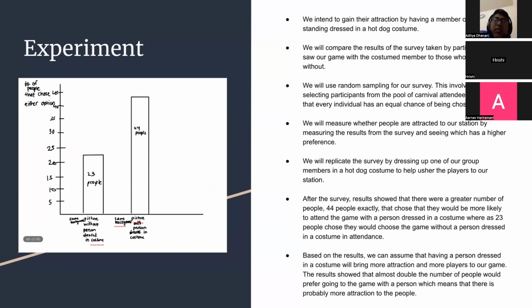After the survey, the results showed that there were a greater number of people, 44 to be exact, that chose to attend the game if there was a person dressed in a costume, versus the 23 people who said they didn't want to attend the game if there was no costume. Based on the results, we can assume that having a person dressed up in a costume will bring more attraction and more players to our game. And then on the left, there's a graph that shows the results from our survey. You can see the 23 people who preferred no costume versus the 44 people who did.